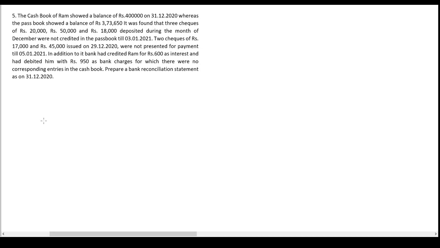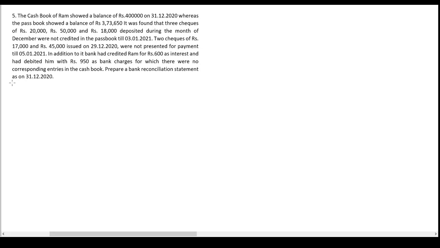Two checks of rupees 17,000 and 45,000 issued on 29 December 20 were not presented for payment till 5th January 21. In addition to it, the bank had credited Ram rupees 600 as interest and had debited him with rupees 950 as bank charges, for which there were no corresponding entries in the cash book. Prepare BRS as on 31st December 20.